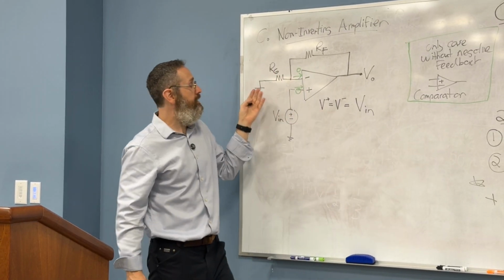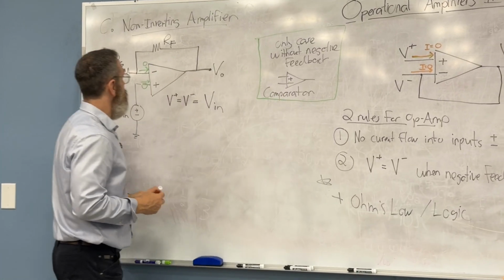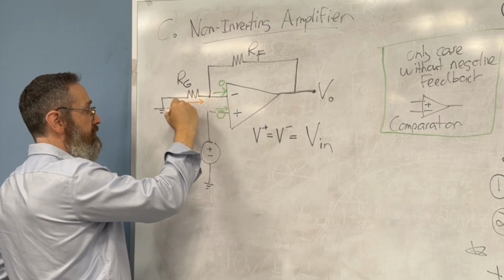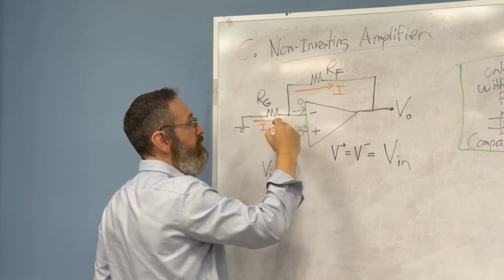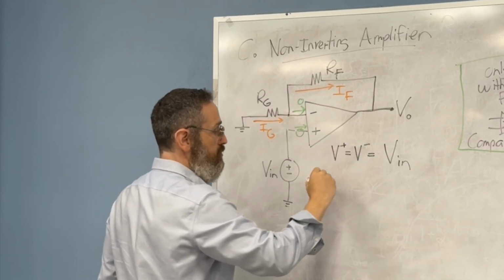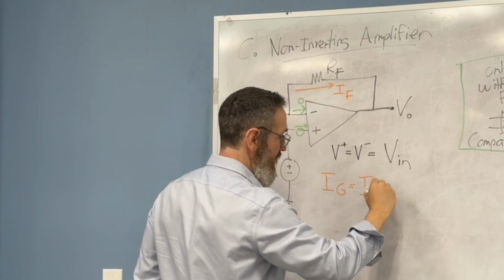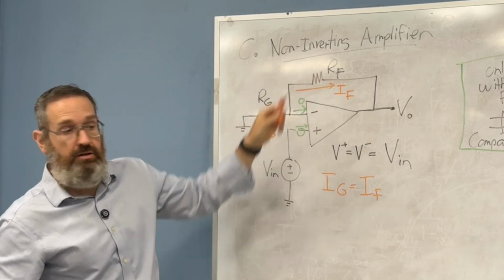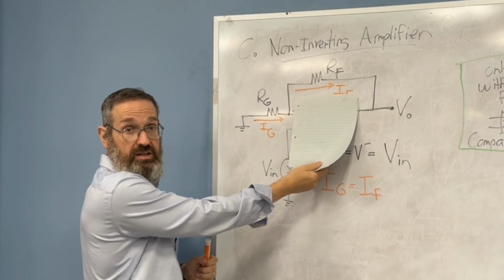Now, rule number 1 says there's no current here. And that is important because if I were to draw a current here and call it IG, and draw a current here and call it IF, you will realize that IG is in fact equal to IF, because any current flowing here must flow here. These resistors are in series, so they have the same current.